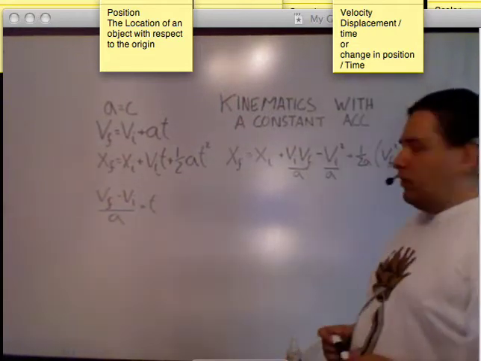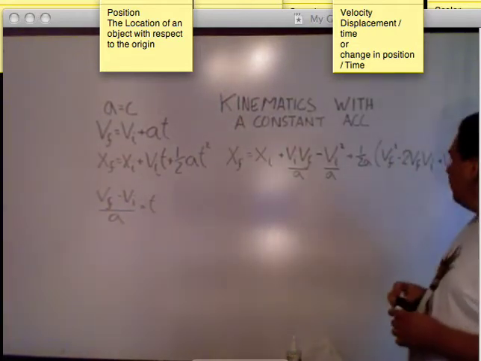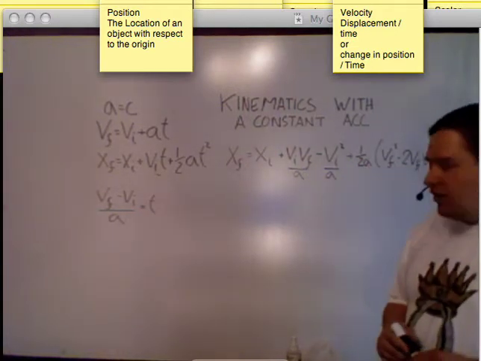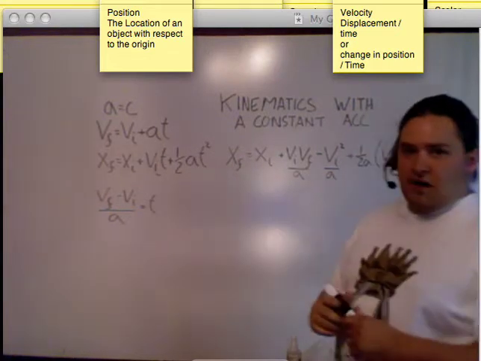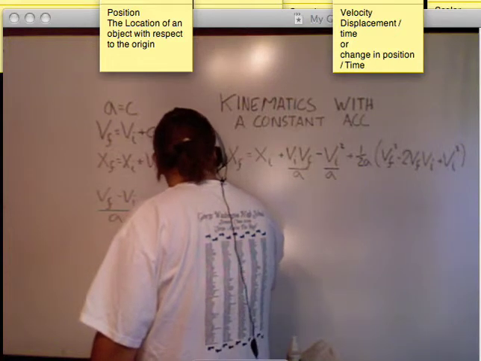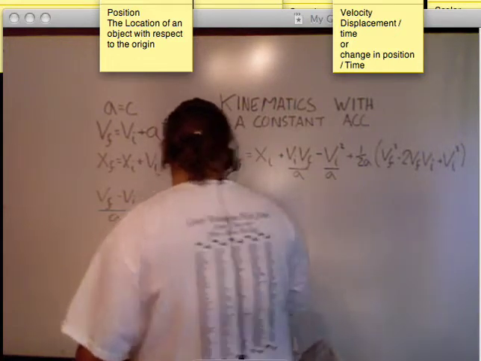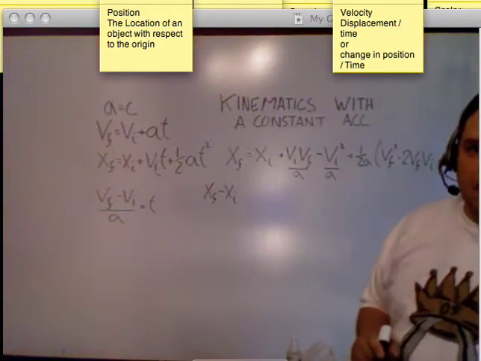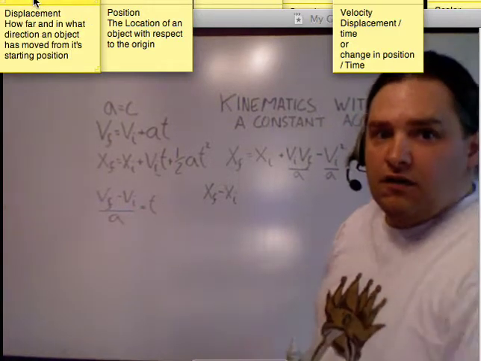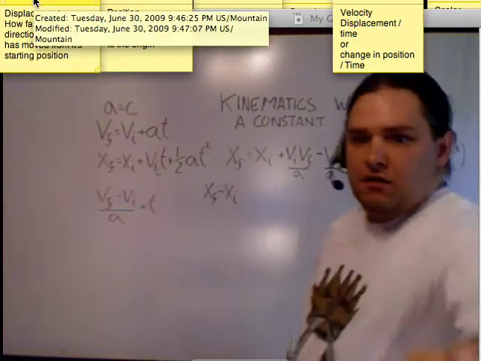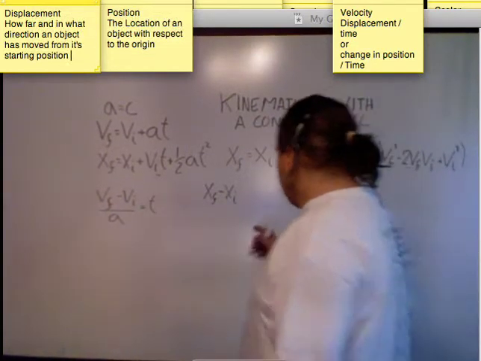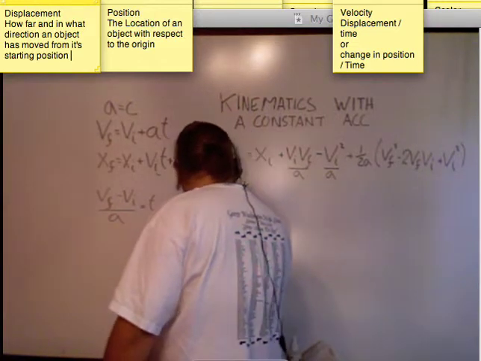Okay, I went ahead and rewrote it on the top because I need the extra room. What I'm going to do next is move a couple of things around to make my life a little easier. First thing I'm going to do is move this over to there. That's going to give me x final minus x initial. If we remember from our definitions, that's displacement. The change in an object's position is the displacement of that object. So I'm just going to replace this with a D to make my life easier.